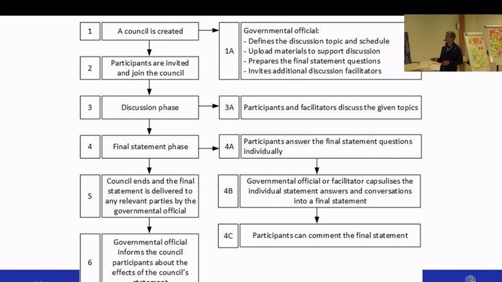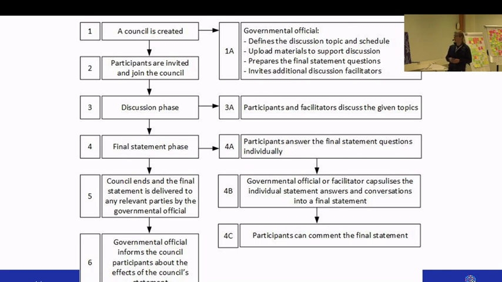Then there's the discussion. Participants and facilitators basically discussed there in the sandbox. So this was basically a chat, and it was anonymous. You had your nickname, and then you discussed by writing messages. If you know Slack, that was pretty close to the idea we had for this. And then after discussion, there's the final statement, and this can be one of the participants who writes the final statement, or it can be some facilitator who puts everything together.